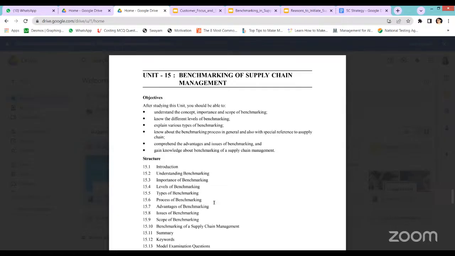How are these benchmarks fixed? Based on previous experiences and industry standards, considering all of those, benchmarks will be fixed. But it does not mean benchmarking means copying. One company fixes the benchmarks in the industry, and all the other companies in that industry have to follow the same. Is that not copying? No, benchmarking is not copying. It's a kind of learning and adopting the standards.